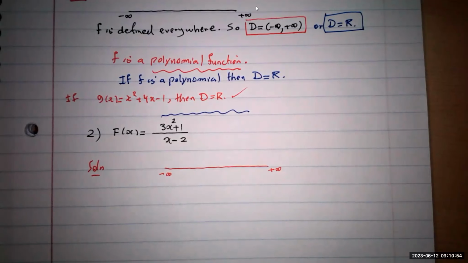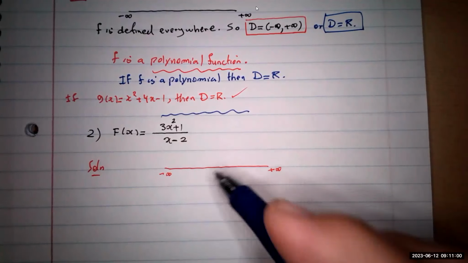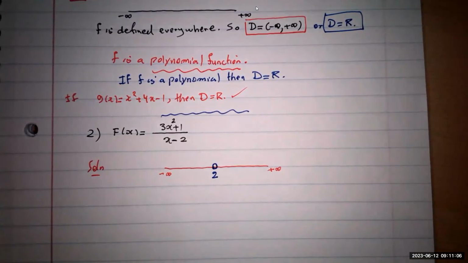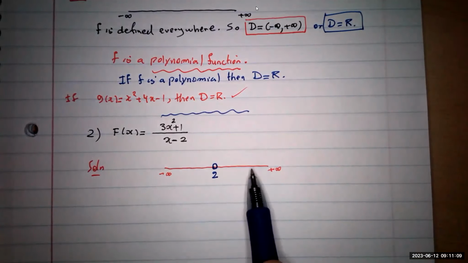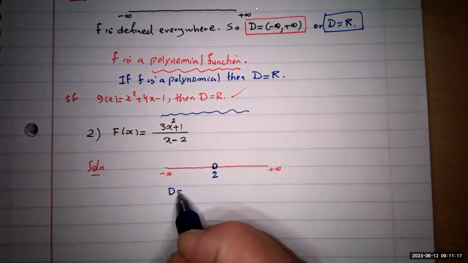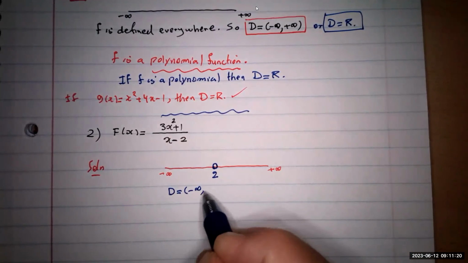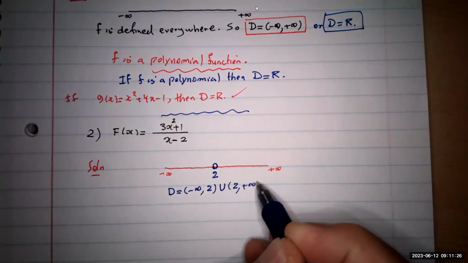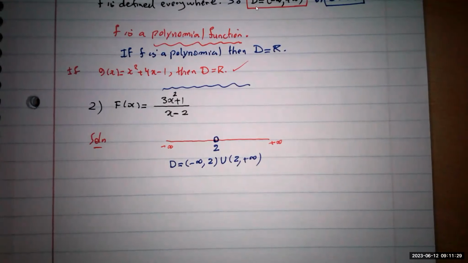So check for what value of x the denominator would be 0. Any suggestion? 2. So we cannot use the 2. We have to take the 2 out. At 2, there is going to be a hole here. So what is going to be the domain of this function now? Everything except 2. The way we write it down is: domain, you start from negative infinity going to 2, union with 2 to positive infinity. You have to explain it in interval notation.